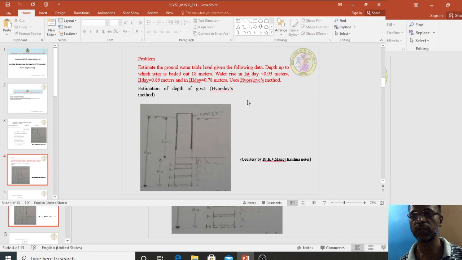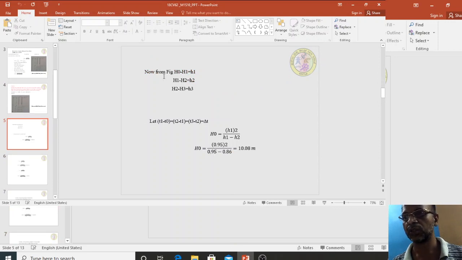So now the estimation of groundwater table by Haas-Lays method, with the same sketch that we have drawn here. We know that small h1 is equal to h0 minus capital H1, small h2 is equal to capital H1 minus capital H2, small h3 is equal to capital H2 minus capital H3. Let small t1 minus t0 be equal to small t2 minus t1, which is equal to small t3 minus t2, that is equal to delta H.